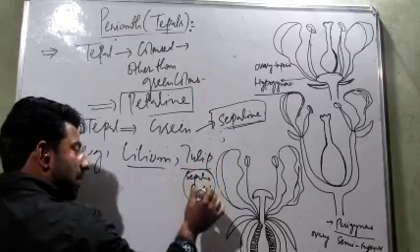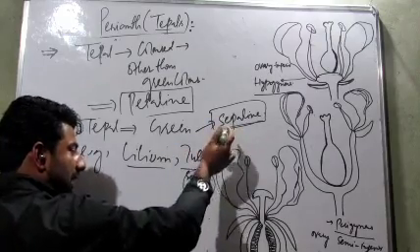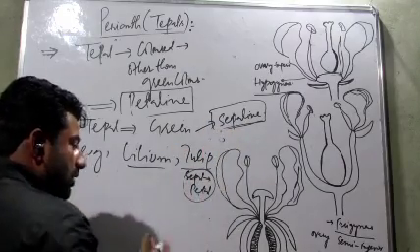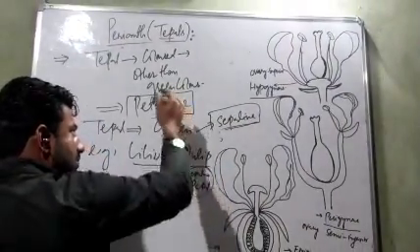And the tepals look like petals. Their sepals look like petals. So there is no clear distinction between petal and sepal. Which whorl is the sepal? Which whorl is the petal? So sepals there look like petals. Okay, this is the petaline condition.